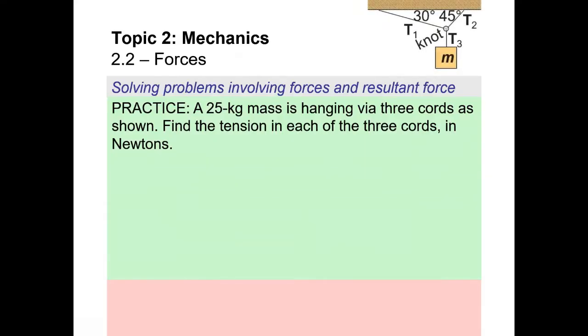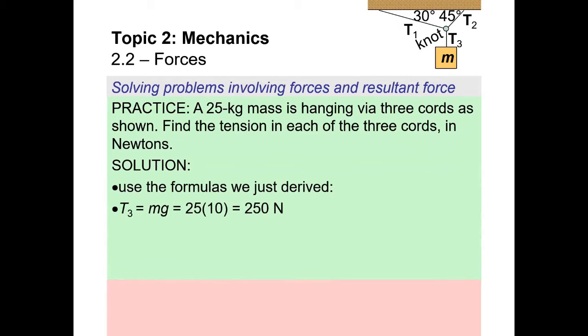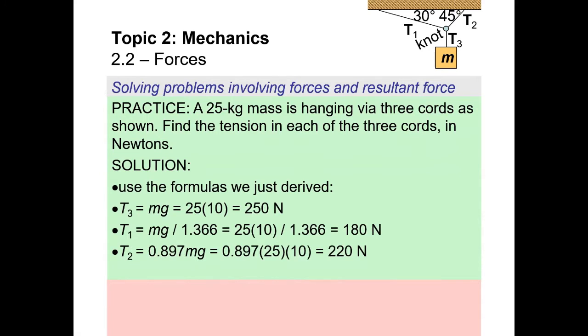A 25 kilogram mass is hanging via three cords as shown. Find the tension in each of the three cords in newtons. Now the mass is given, we just substitute into the three equations we just derived. T3 is 250 Newton, T1 is equal to 180 Newton, and T2 is 220 Newton.